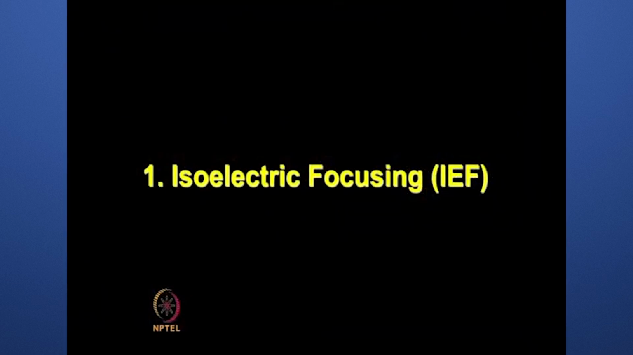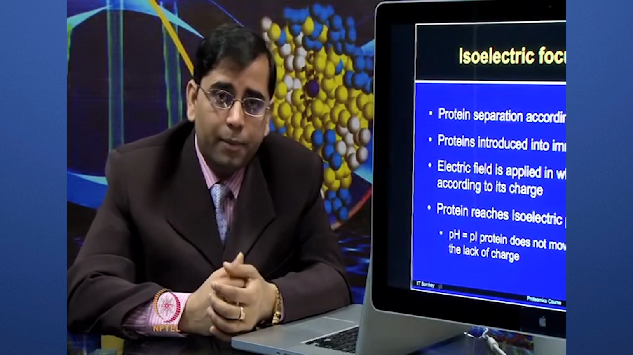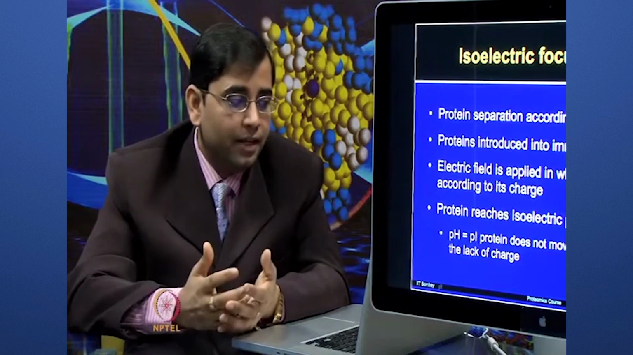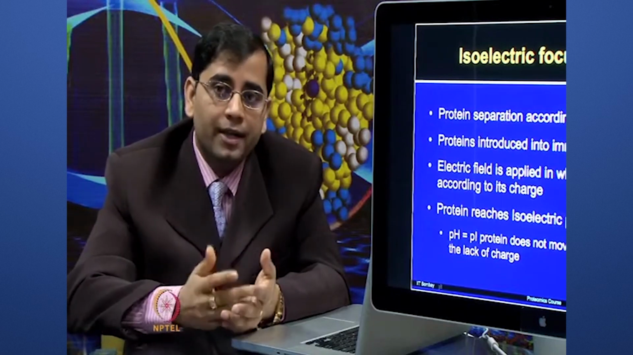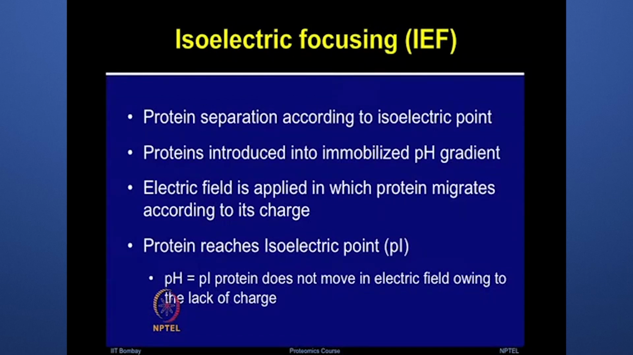So, let us talk about the first point, isoelectric focusing or IEF. In the IEF process, proteins are separated according to the isoelectric point. You can take the immobilized pH gradient strip and apply the protein solution on the IPG strip, so that the protein is absorbed on the strip, and then after applying the electric field, the proteins will migrate according to their charge.